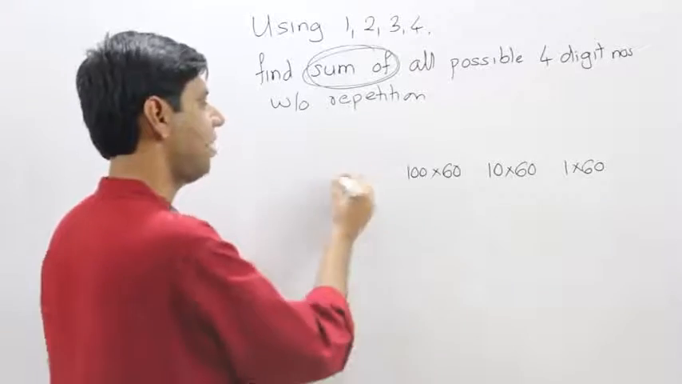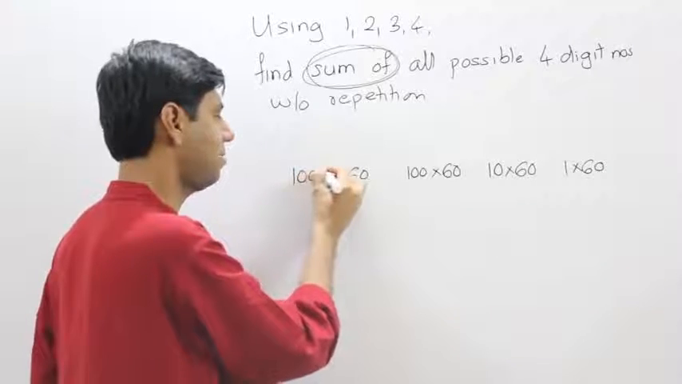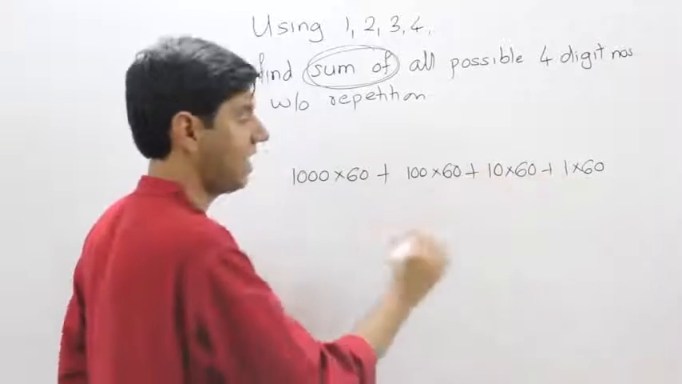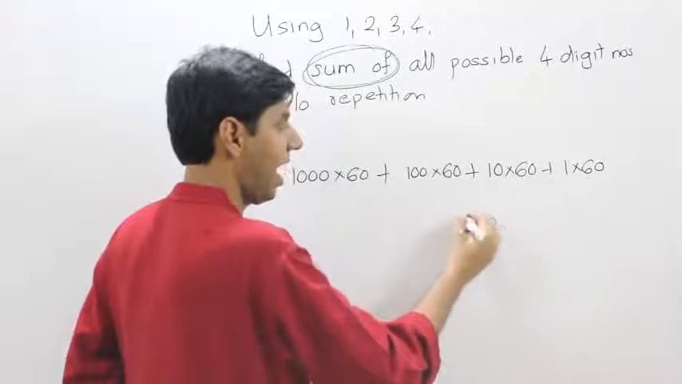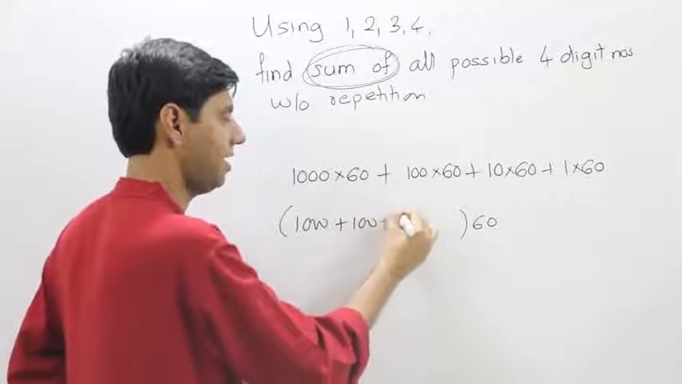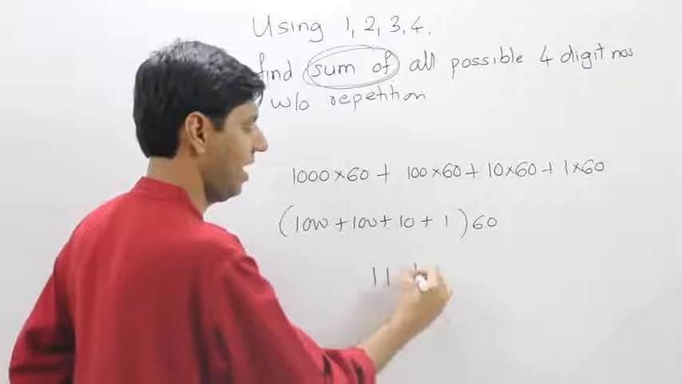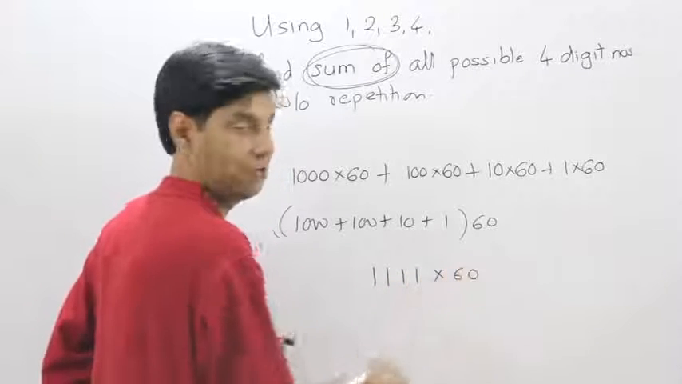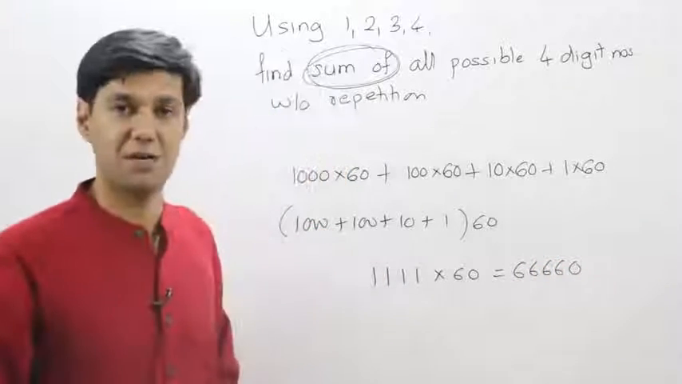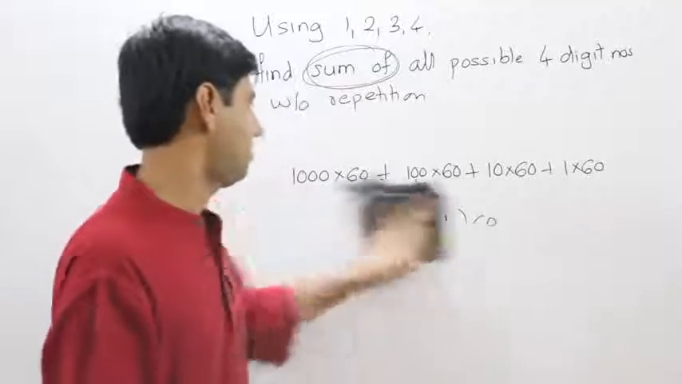And the thousands column will add up to 60, but the value that it contributes to the sum is going to be 1000 into 60. So if I want to find the complete value, we can easily take 60 common, and I will be left with 1000 plus 100 plus 10 plus 1, which is nothing but 1111 into 60. So if we do this, the answer we get is the same, 66,660.